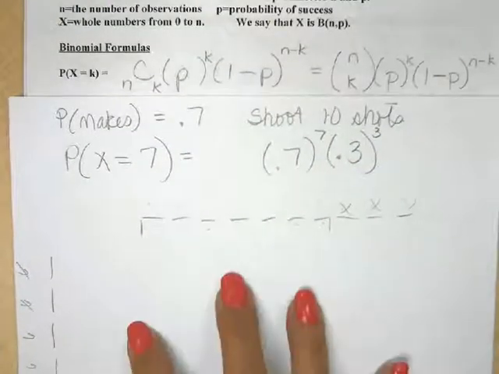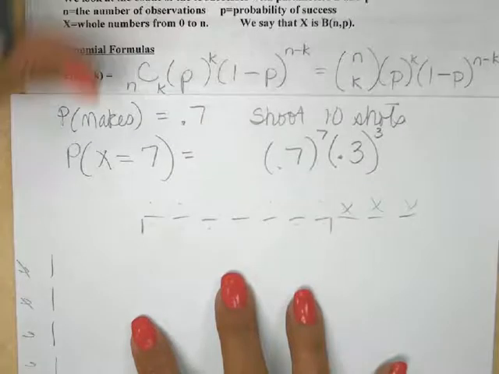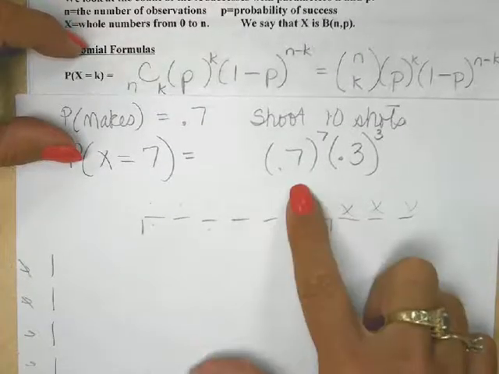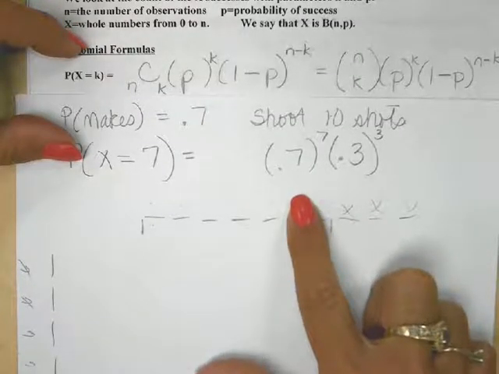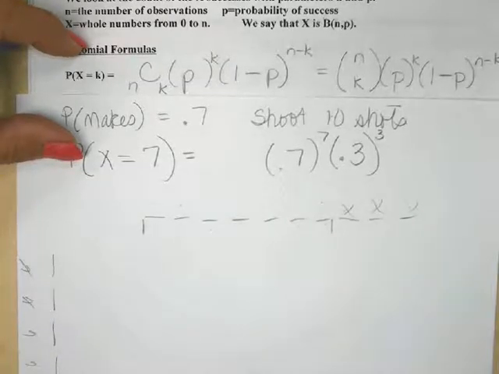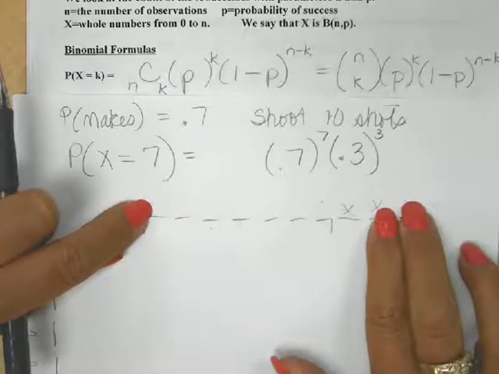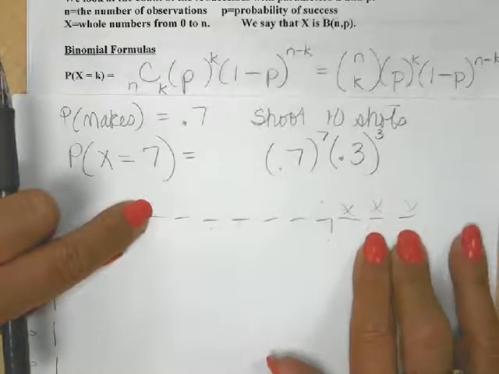Now, if I multiply that out and give that answer, that can't be the appropriate value, because I have lots of ways that I can make 7 shots out of 10. I could miss the first 3 and make the last 7. I could miss this first one, miss these last 2, and make everything else. So there are a whole bunch of different ways to have that happen.